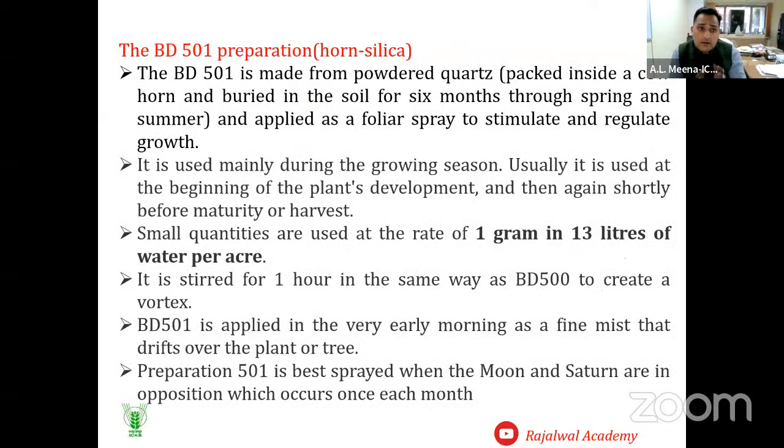The second one is the BD501 preparation, known as the horn silica manure. BD501 is made from powdered parts packed inside a cow horn and buried in the soil for 6 months through the spring and summer, and applied as a foliar spray to stimulate and regulate the growth. It is used mainly during the growing season, usually at the beginning of the plant's development, and then again shortly before maturity or harvest. Small quantities are used, at a rate of 1 gram in 1.13 liters of water per acre, and it is stirred for 1 hour in the same way as BD500 to create a vortex.